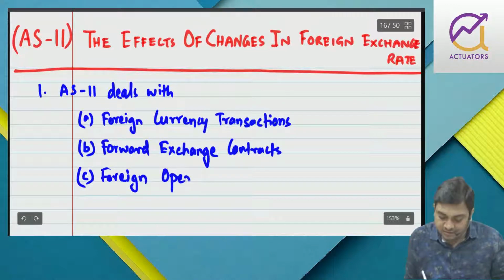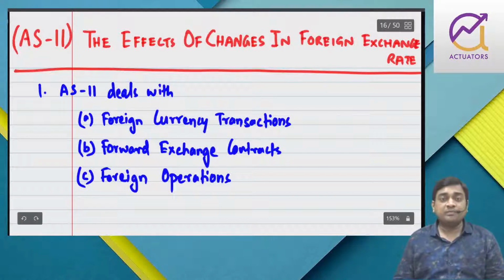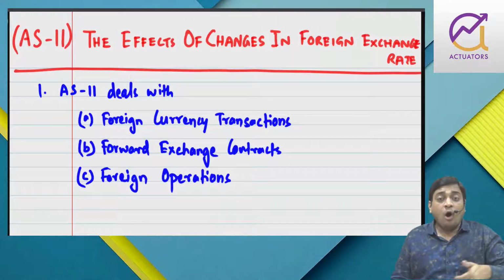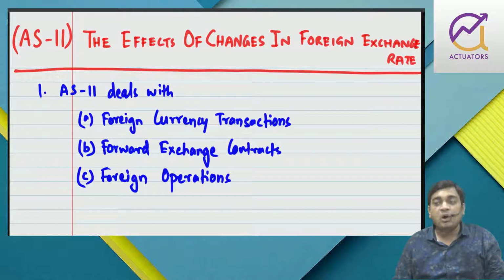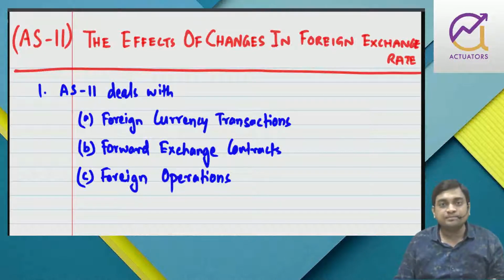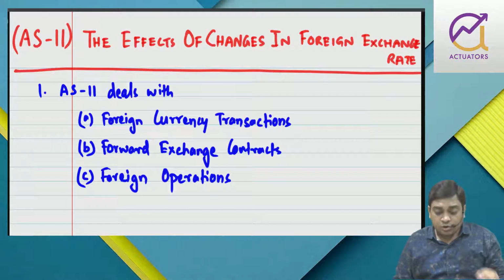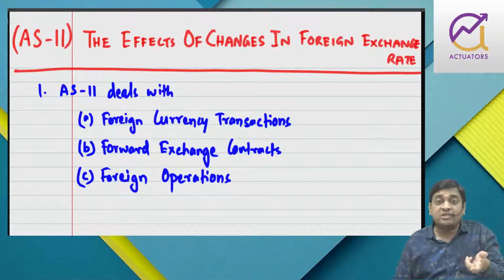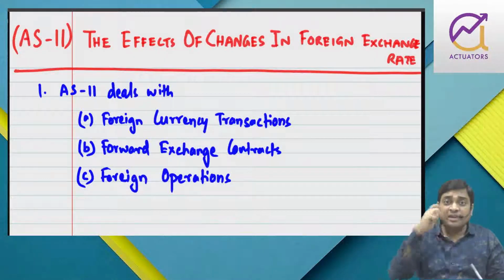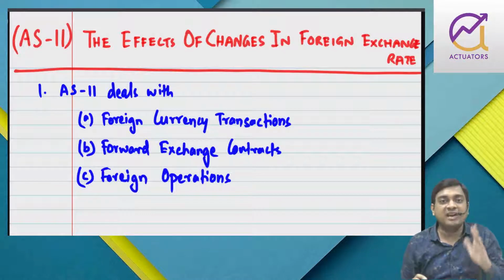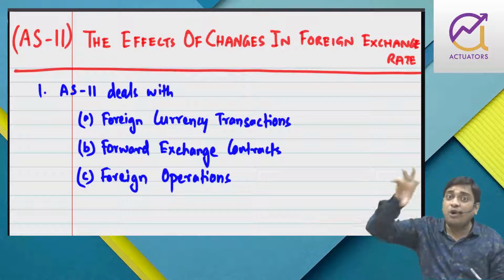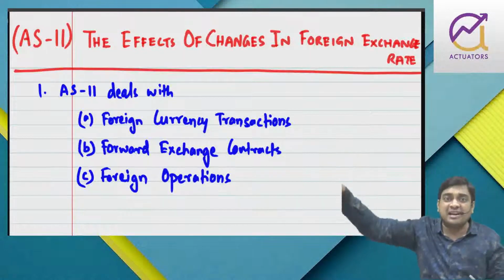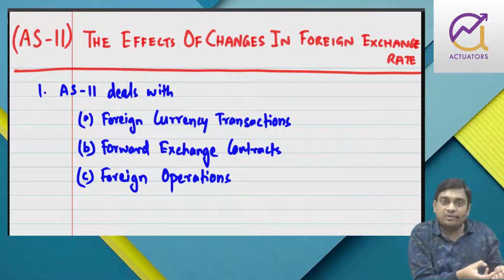foreign operations. There are so many operations. Suppose I set up a branch in USA, or I set up a branch in Spain. You know that you have done branch accounting. To the shareholder, we have to submit only one P&L and balance sheet. It is not unit wise. So I have to consolidate that foreign branch final account with my head office final account.